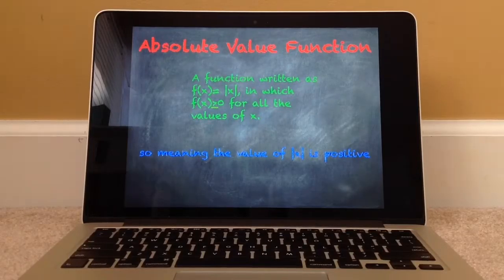Absolute value function is a function written as f of x is equal to the absolute value of x, in which f of x is less than or equal to 0 for all the values of x. So meaning that the value of x is positive.